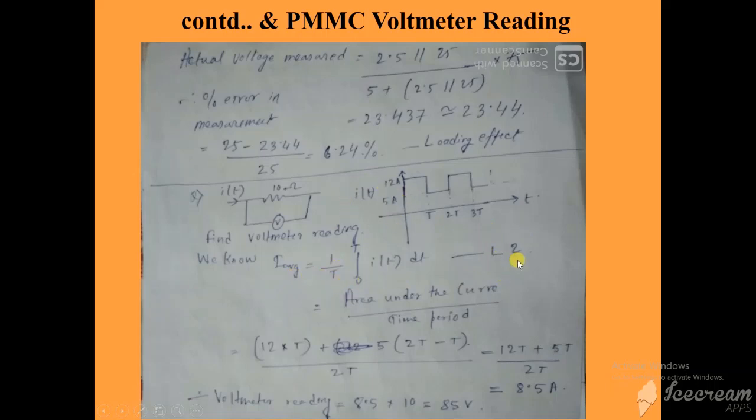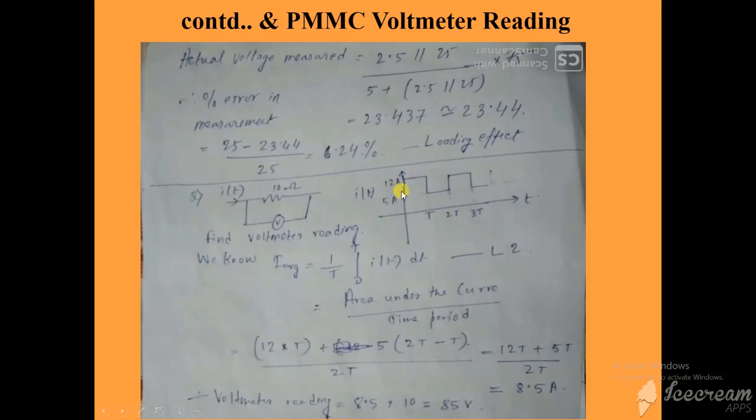This formula is already given in lecture number 2: 1 by T, integral from 0 to T. Don't confuse this t with the T here. This t is given for some reference time, and this T, with suffix, is the time period. So it is actually the area under the curve divided by the time period. We have just seen the time period is 2t, as per this question's convention.